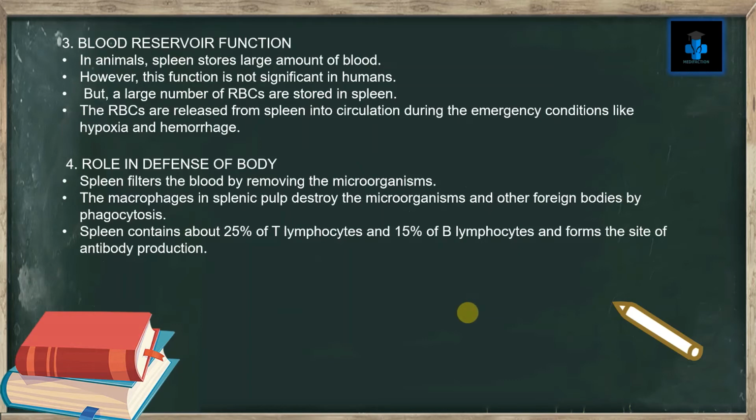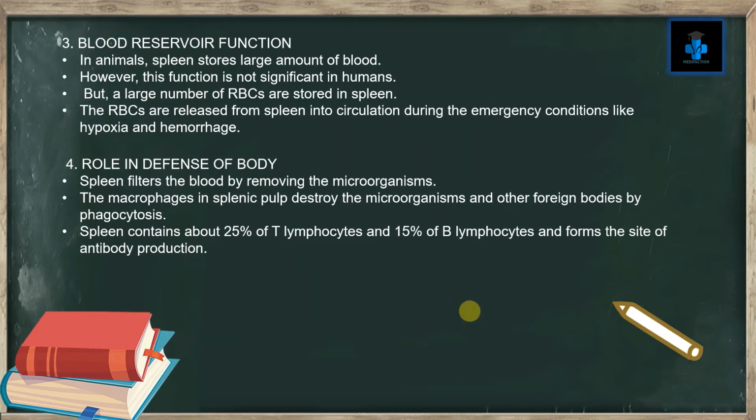Third function, blood reservoir function. In animals, spleen stores large amount of blood. However, this function is not significant in humans. But a large number of RBCs are stored in spleen. The RBCs are released from spleen into circulation during the emergency conditions like hypoxia and hemorrhage.